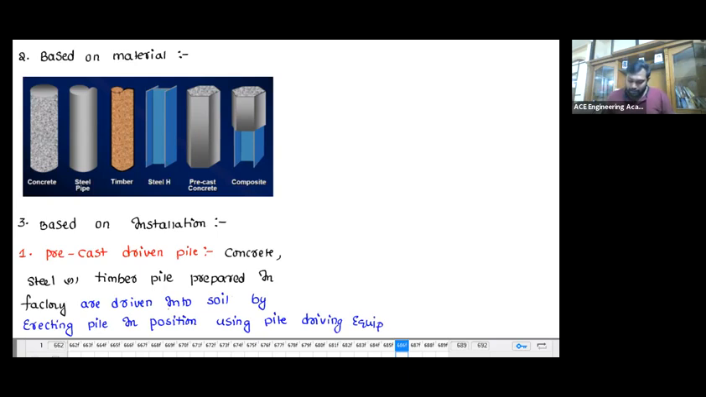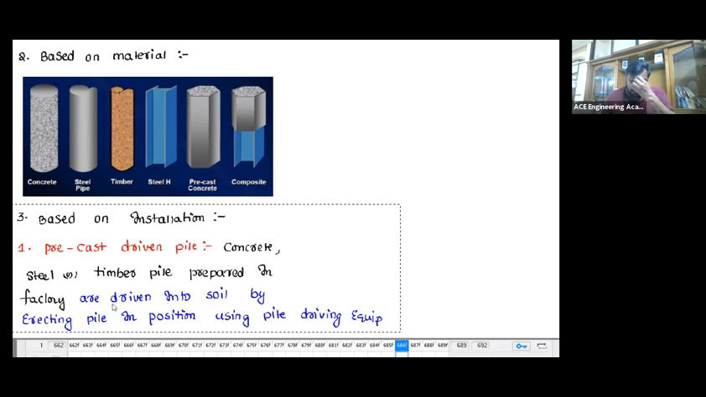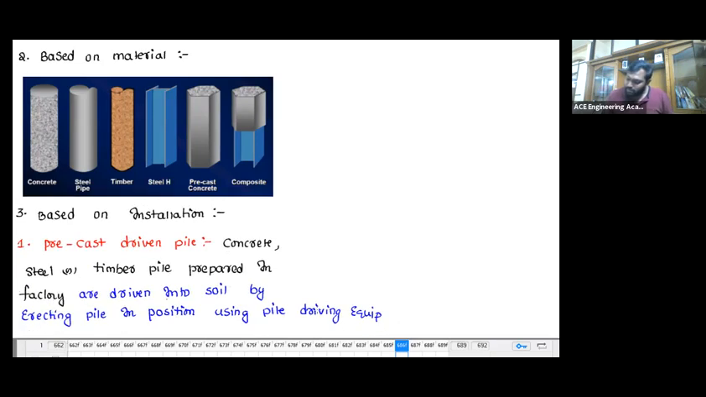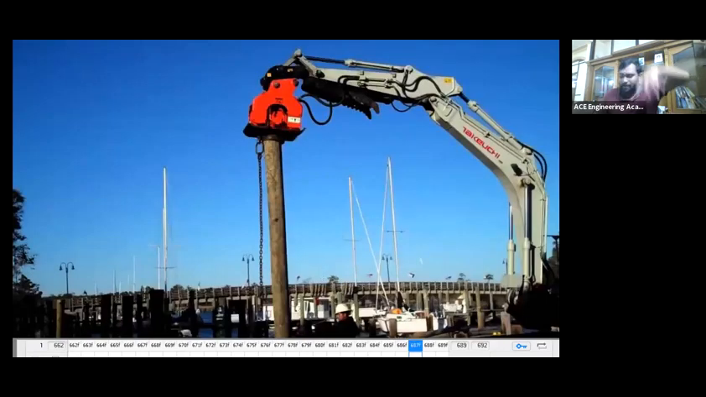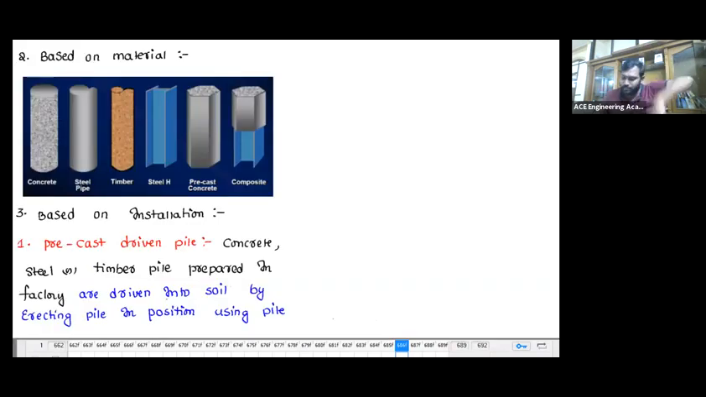So by using the pile driving equipment, I am going to erect it by using the crane and all those things. So I will erect it in position and I'll simply drive it. There is nothing else. We just drive it by applying a hammer, which means a dynamic action would be there while driving.